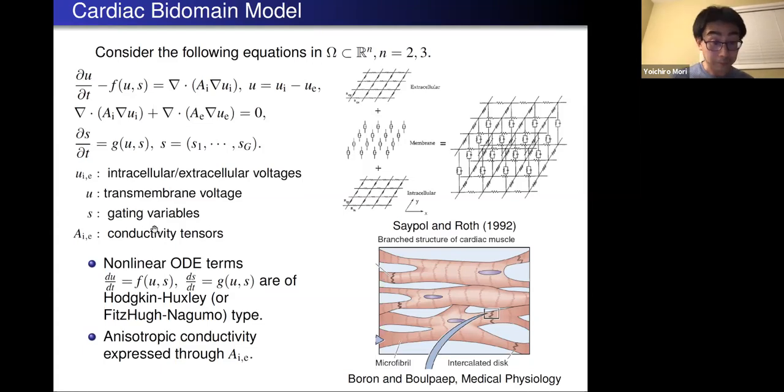Now the nonlinear ODE terms F(U,S) and G(U,S) are such that dU/dt equals F and dS/dt is equal to G, and they are of Hodgkin-Huxley or FitzHugh-Nagumo type. We'll come back to that later. And as I said, A_I and A_E, we're going to be doing our work exclusively in R^2, so these are 2x2 positive symmetric definite matrices.